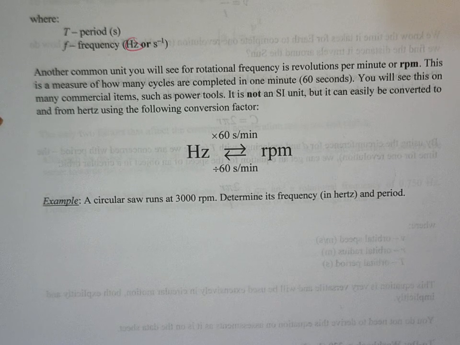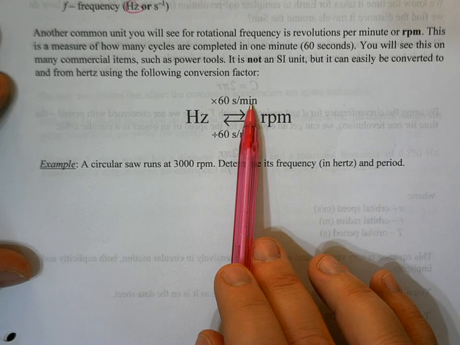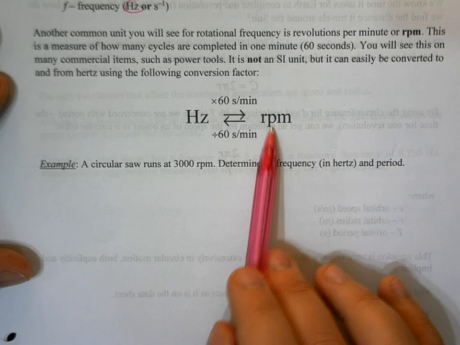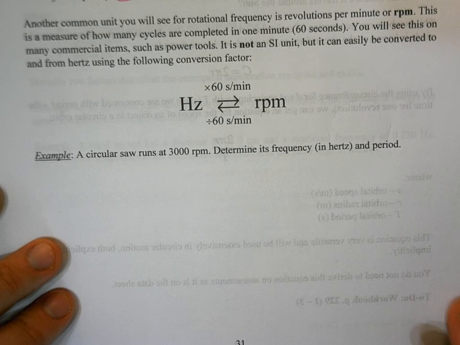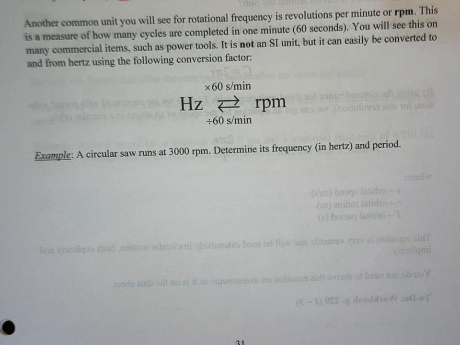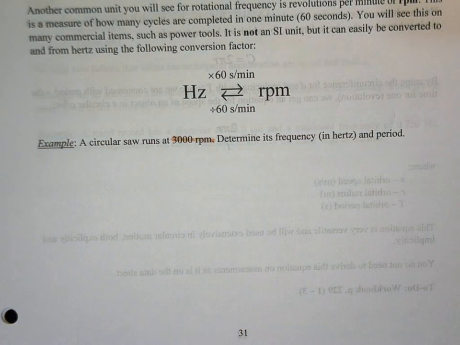So we could convert between the two. If we have something in hertz and we want to go to RPM, we're going to multiply by 60 seconds for every minute. And then if we want to go from RPM to hertz, we're going to divide by 60 seconds per minute. So just something a little handy. And we'll just look at a very quick example of that. So we get a circular saw. It happens to run at 3,000 revolutions per minute. So we want to determine its frequency in hertz, and we want to determine the period.